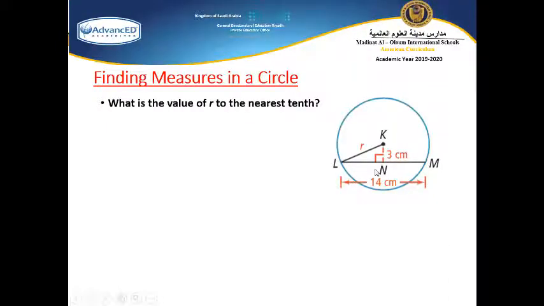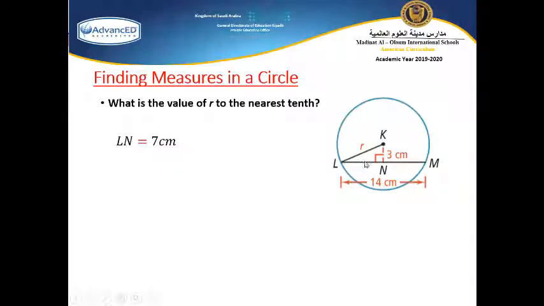Let's find the measure of this part. What is the value of R? According to the given, we have a radius, or rather a distance. According to the previous theorem, it contains the center of the circle. This distance is perpendicular to the chord LM. Then according to the theorem, it is a perpendicular bisector and bisects the chord LM, so LN equals NM. Since LM equals 14, LN equals 7.